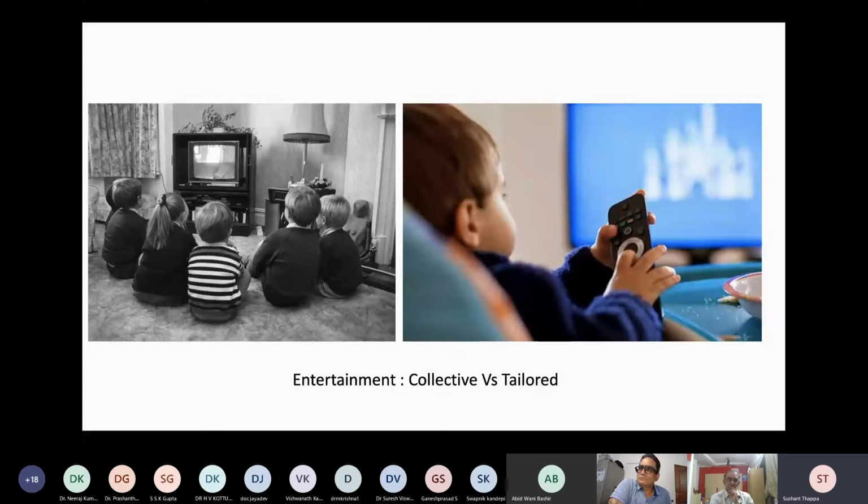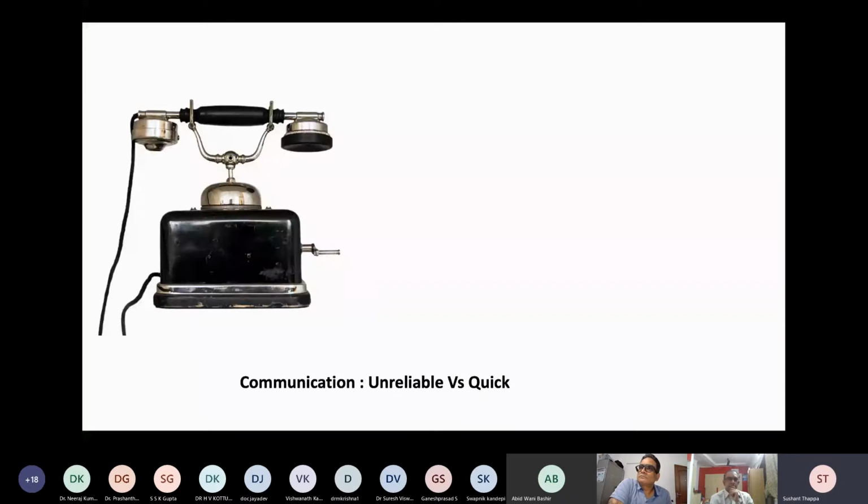So the entertainment has become very tailored, right? What happened to communication? I hope most of you who had friends outside India, or who had friends outside the state, even at one point had to book a call and then place that call, and then the operator will connect you to somebody and then connect the call, right? Everybody who is more than 20 years old is a witness to that.